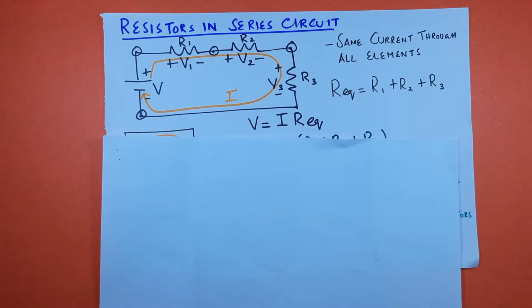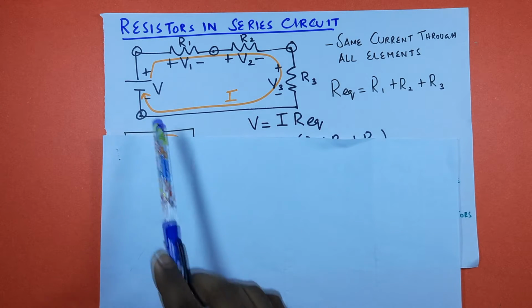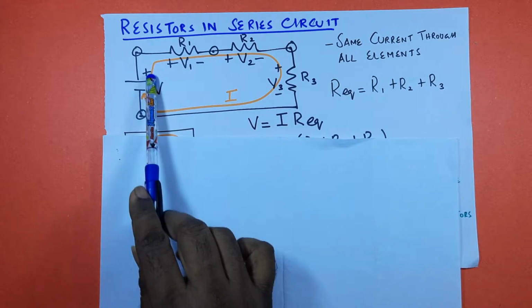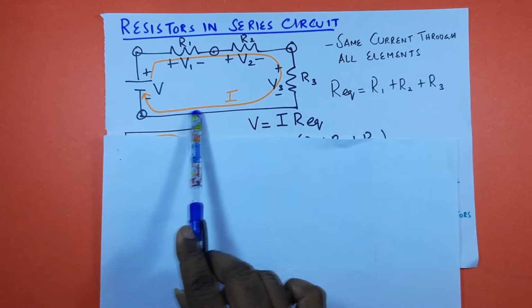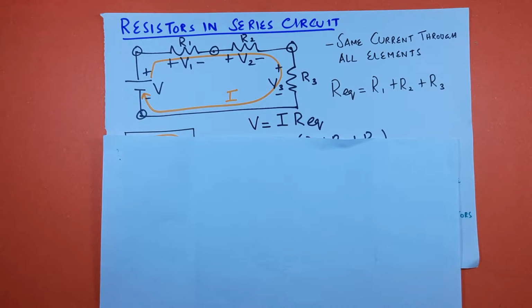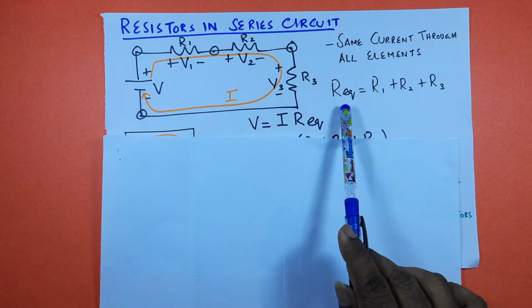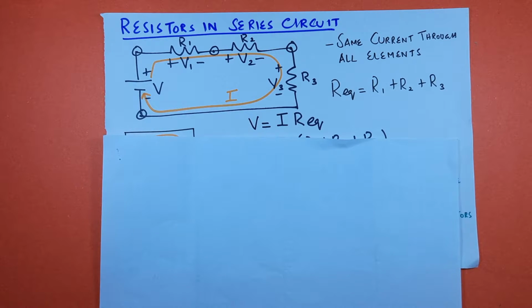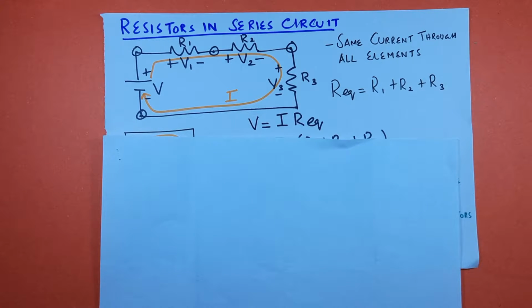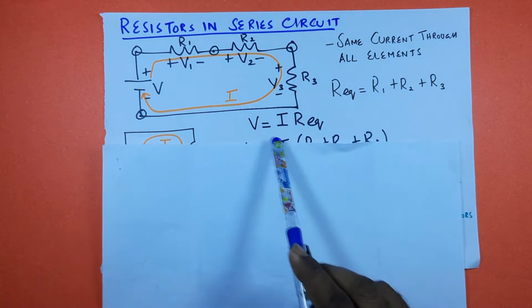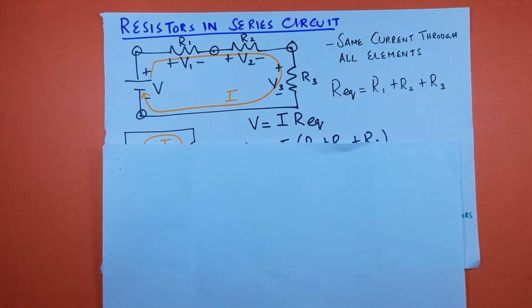In a series circuit, the same current flows through all elements. So here, current starts from the positive terminal, the same current flows through R1, R2, R3 and finally it reaches the negative terminal. And we know already the equivalent resistance R equivalent equal to R1 plus R2 plus R3. So I can write V equal to I into R equivalent.